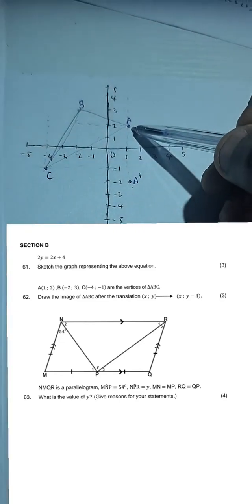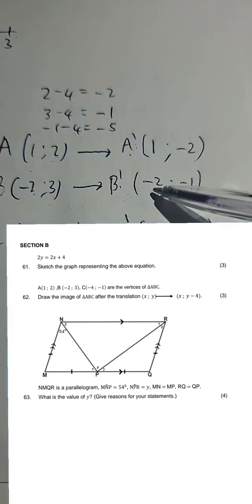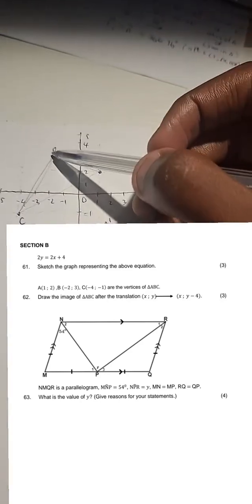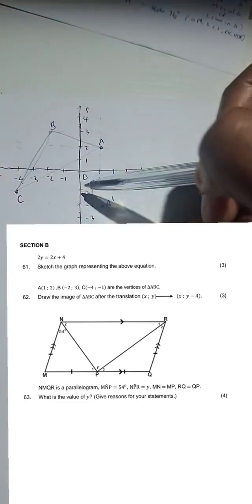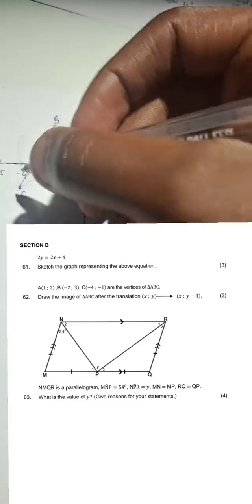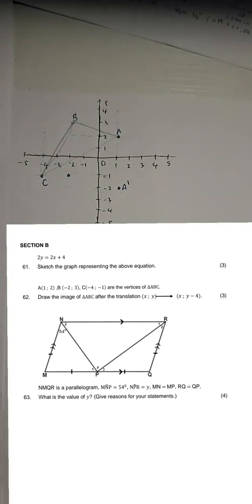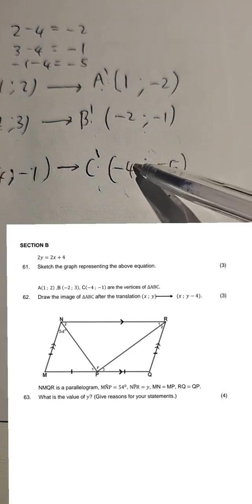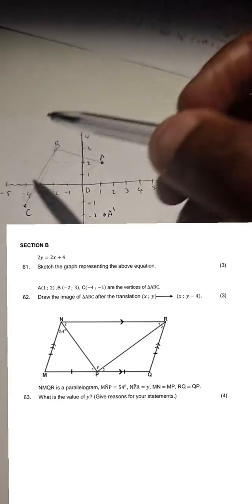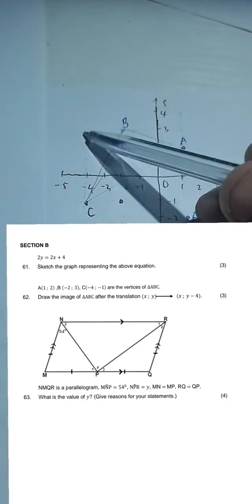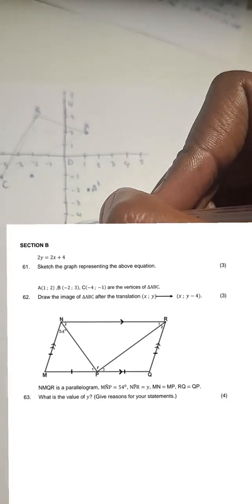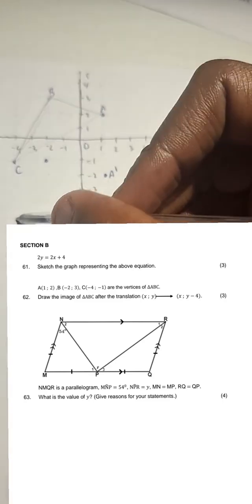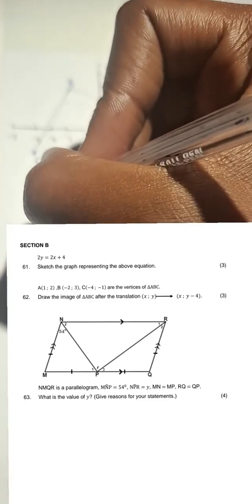You see? Then B, negative 2, negative 1. Where is x negative 2? Here on this vertical line. Where is y negative 1? It's here. Where do they meet? Here. Then lastly, x negative 4, y negative 5. Where's x negative 4? X is negative 4 everywhere on this vertical line. Where is y negative 5? Y is negative 5 here on this horizontal line. Where do the two meet? They meet there.